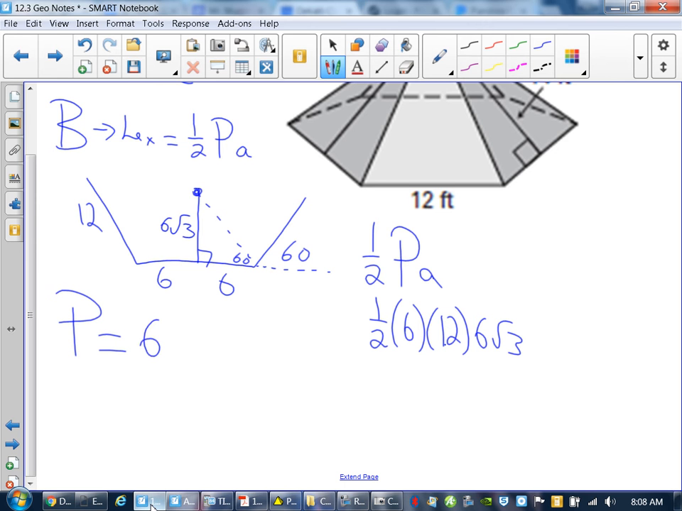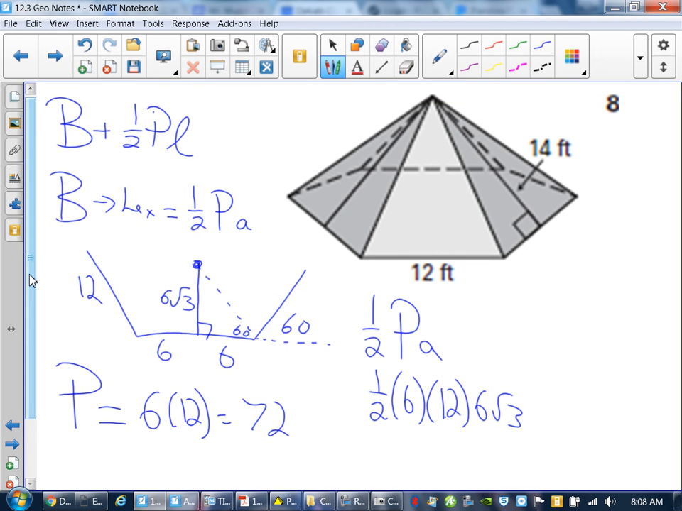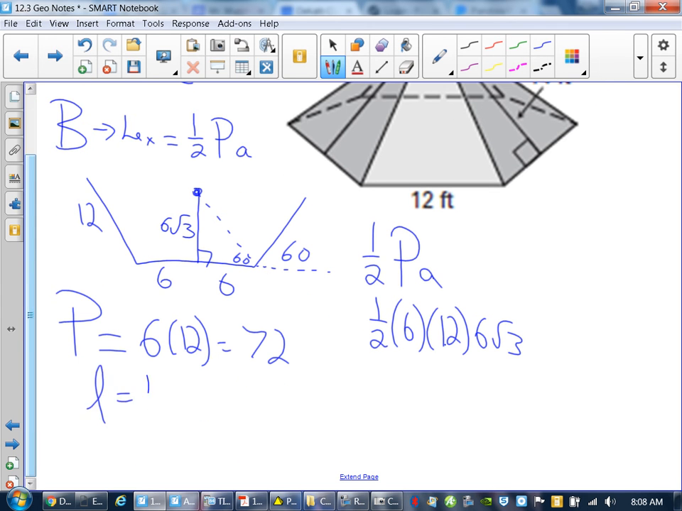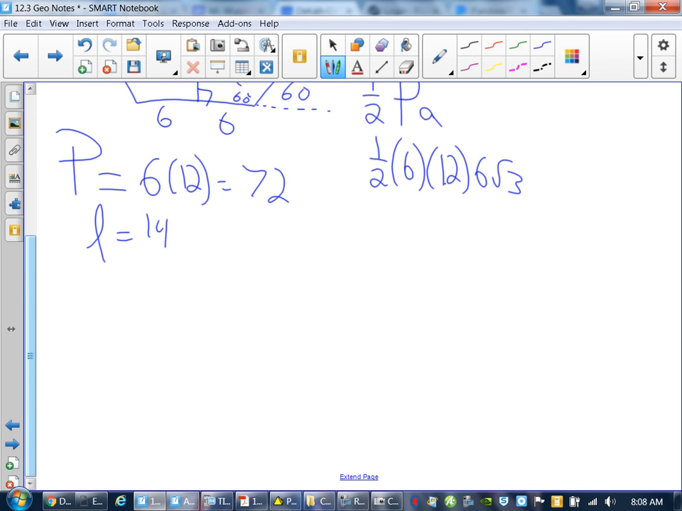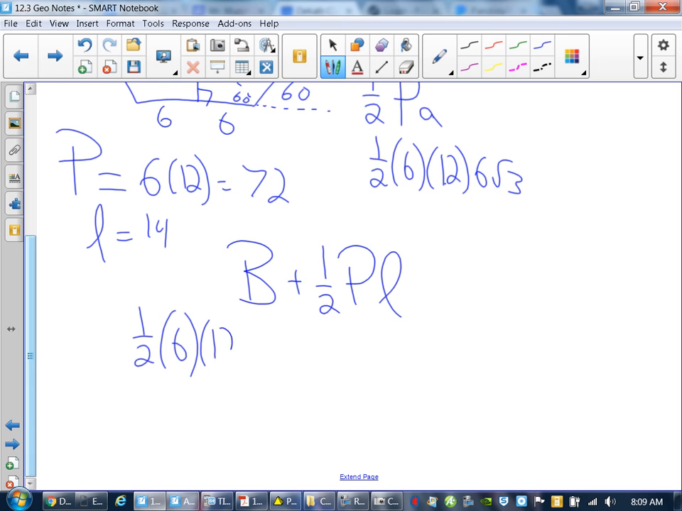The perimeter of this base is 6 sides of 12, and the diagram gave you the slant height. You didn't have to worry about finding that. The diagram gave you the slant height of 14. So we put it all together: big B, half the perimeter, slant height. One half, 6 by 12, 6 root 3, plus half of 72 by 14.